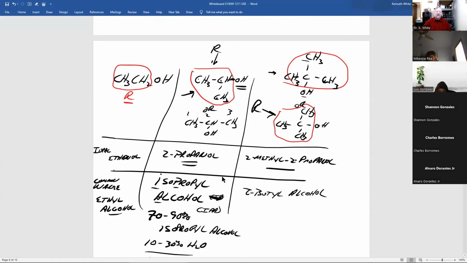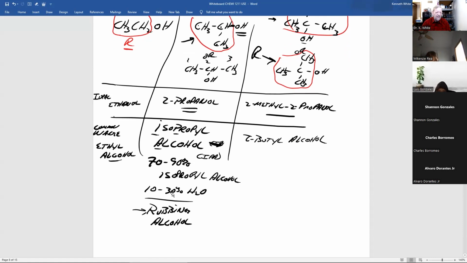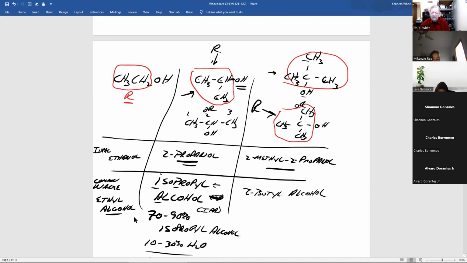And these are the most common names I can think of. Ethanol is also called ethyl alcohol. Nobody ever calls this 2-propanol. Well, sometimes, but usually you're going to call it isopropyl alcohol. Nobody calls this one 2-methyl-2-propanol. It's T-butyl alcohol. Therefore, on a test, if I put down, draw the structure of isopropyl alcohol, you should know how to draw it. Same thing for ethanol, ethyl alcohol, and T-butyl alcohol.